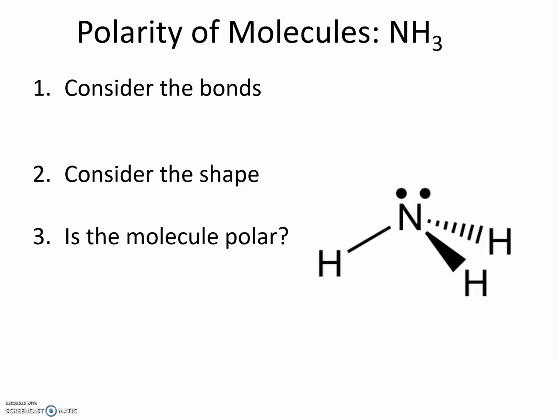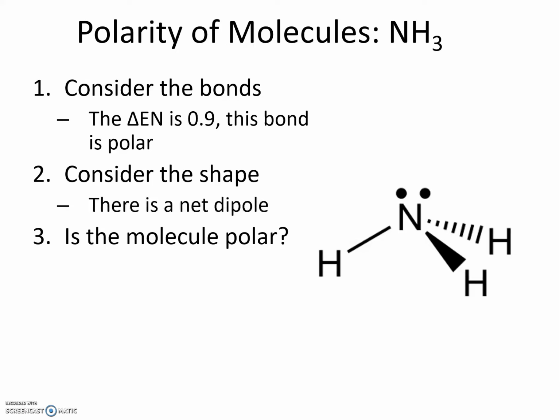This time, ammonia. So here, once again, considering the bonds, the electronegativity difference is in that polar range, 0.9. Now we want to consider the shape, and hopefully you remember ammonia is an example that came up in the VSEPR theory videos. So it has a trigonal pyramidal geometry, meaning that all the hydrogens are sort of in one plane, and then the nitrogen is a bit above them.